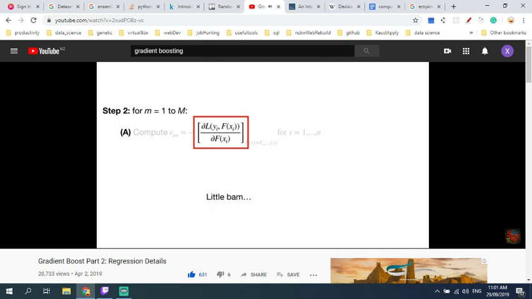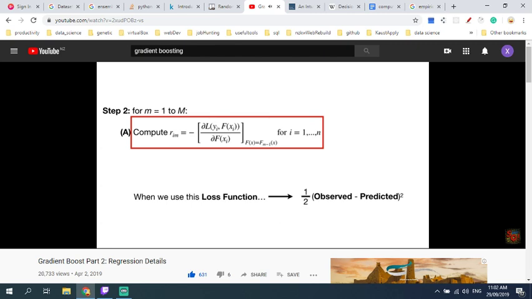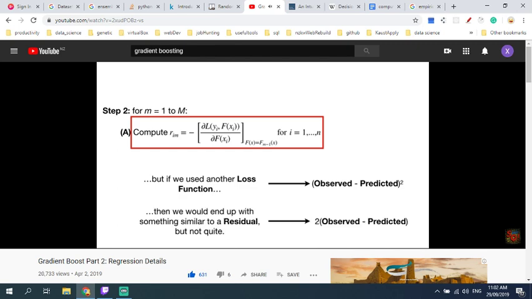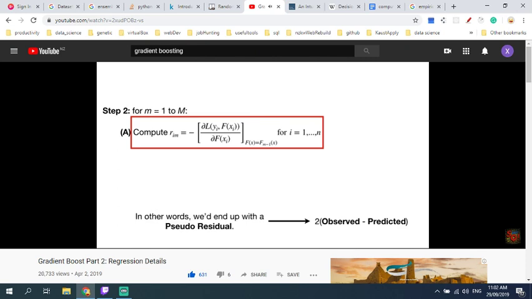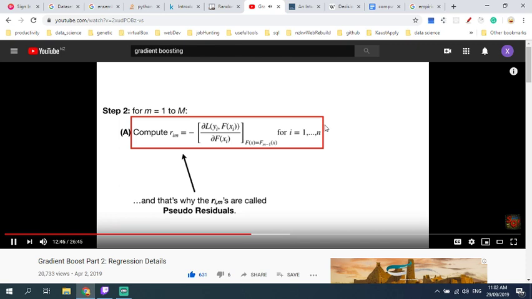Little Bam. I also want to point out that the r sub i comma m values are technically called pseudo-residuals. When we use this loss function, we end up calculating normal residuals. But if we used another loss function, this time we're not multiplying by 1/2, then we would end up with something similar to a residual, but not quite. In other words, we'd end up with a pseudo-residual. And that's why the r sub i comma m's are called pseudo-residuals.